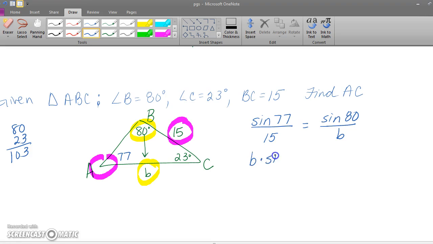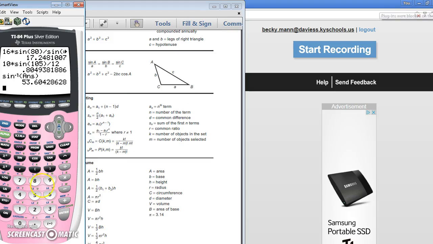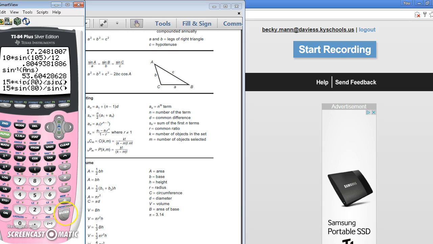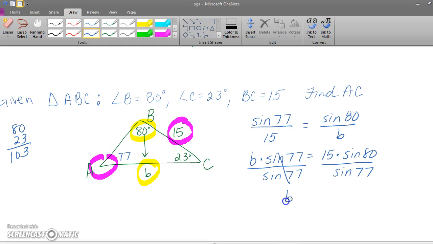So cross multiply: 15 times sine of 80. Divide both sides by sine of 77, and you have your answer. Go to your calculator and type in 15 times sine of 80, divided by sine of 77. Looks like that side is 15.2. So B is 15.2.